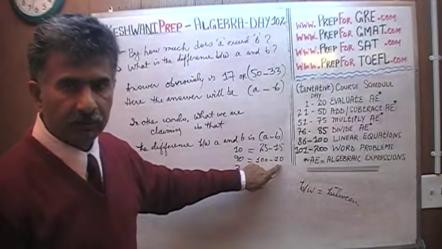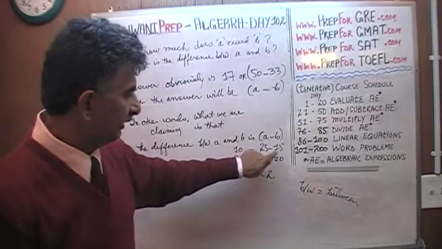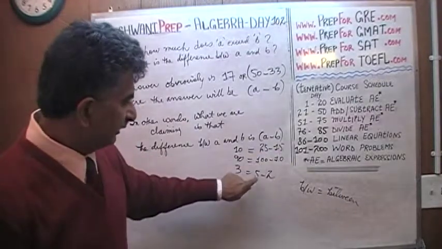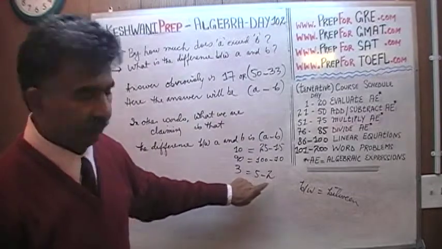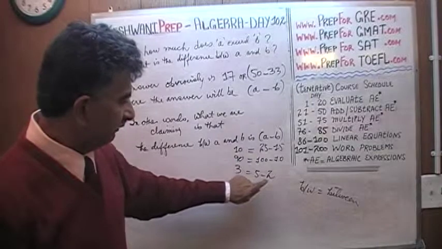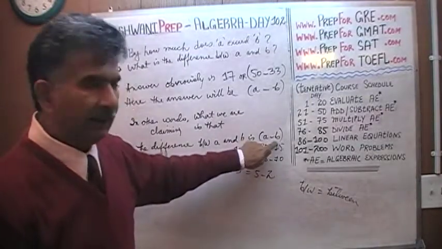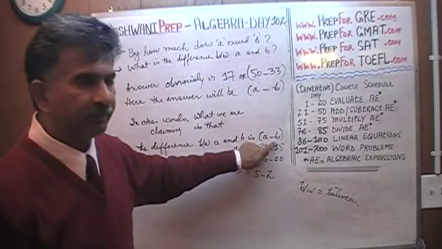By how much does 25 exceed 15? 25 exceeds 15 by the amount of 25 minus 15. How much does 5 exceed 2? 5 exceeds 2 by the amount of 3. How do we find that? By taking the difference, 5 minus 2. By how much does A exceed B? A exceeds B by the amount of A minus B.